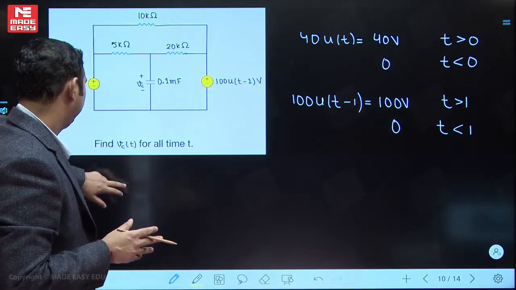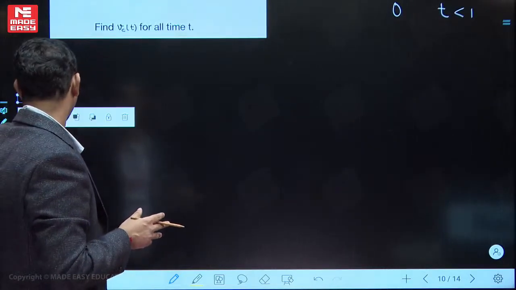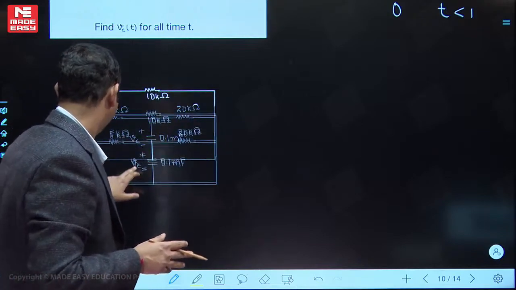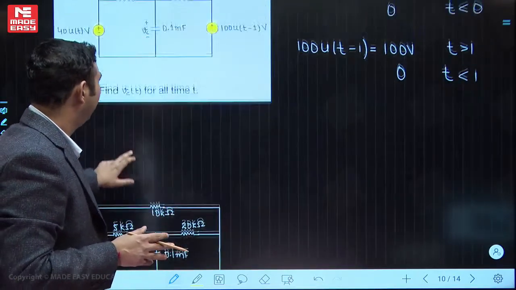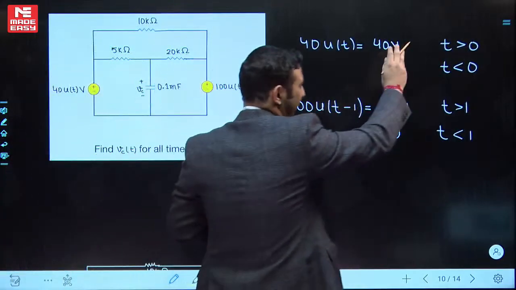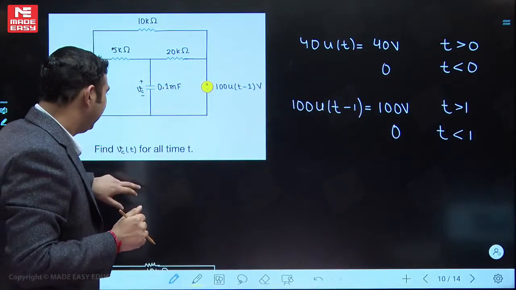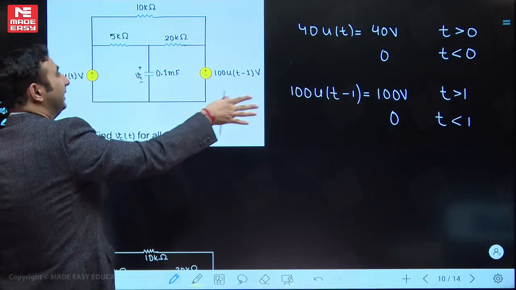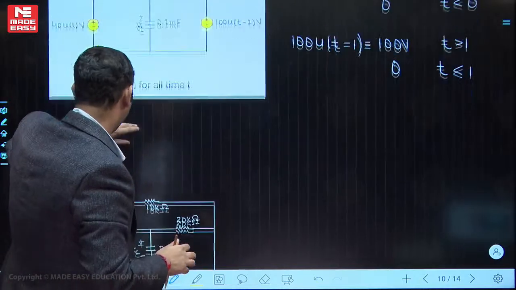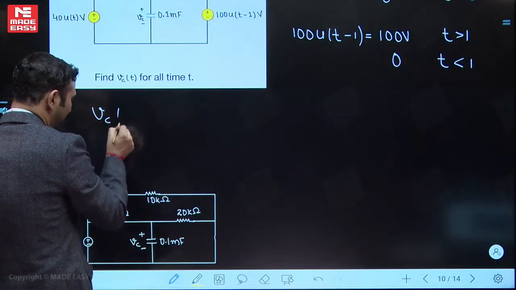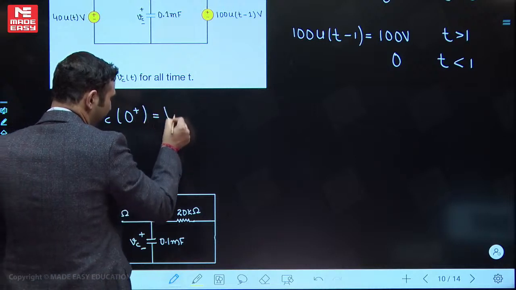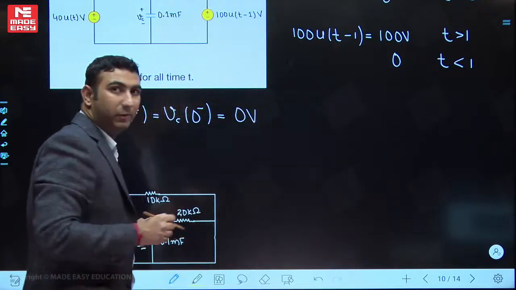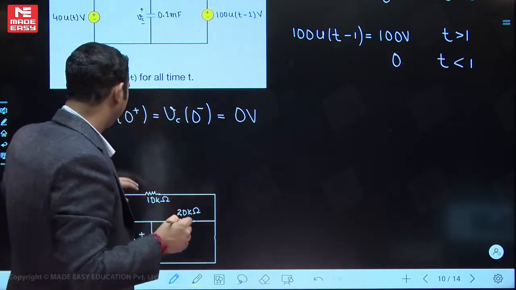So the first step will be to develop the circuit and see what was there for t 0 to 1, because first I am going to solve for t greater than 0 less than 1. Initially, neither this was there nor this was there. The circuit was initially unenergized. I can easily conclude that Vc0 plus, which is equal to Vc0 minus, is equal to 0 volts.